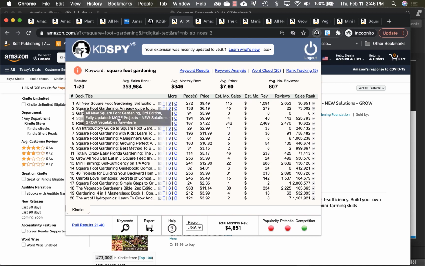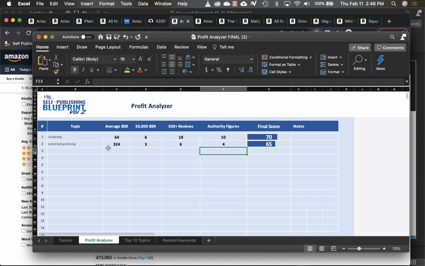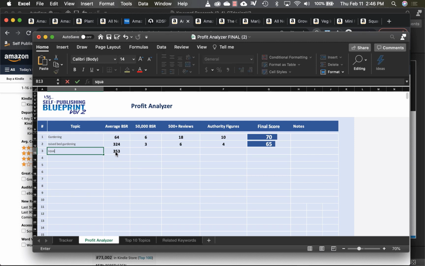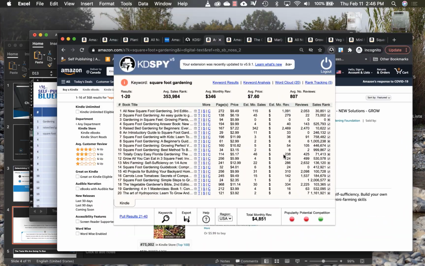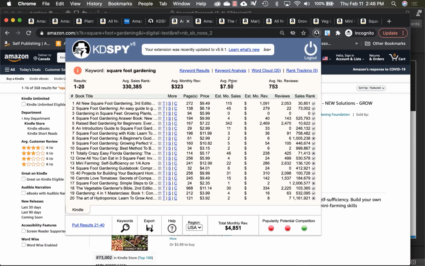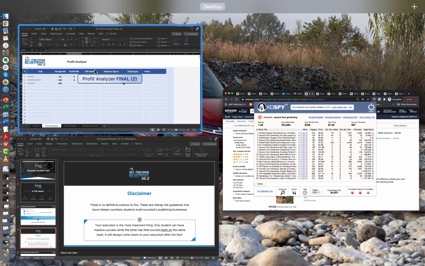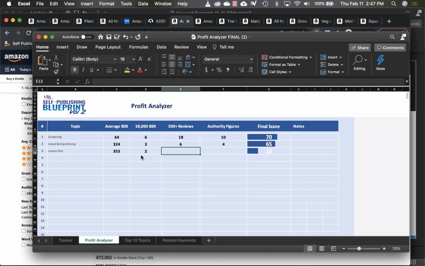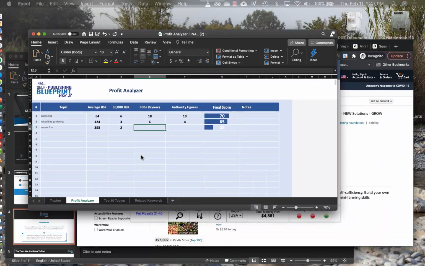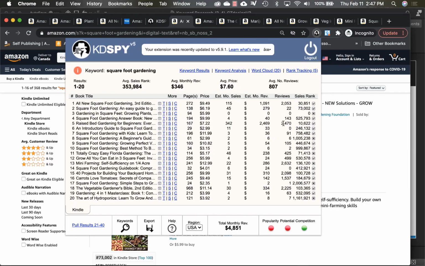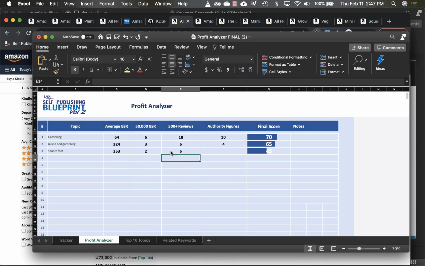Okay, so 353. I'm going to put this into the 353. How many? So 1, 2, only 2 that are under 50,000. So how many books have more than 500 reviews? 1, 2, 3, 4, 5, 6. Yeah, okay. So this is not going to be good.